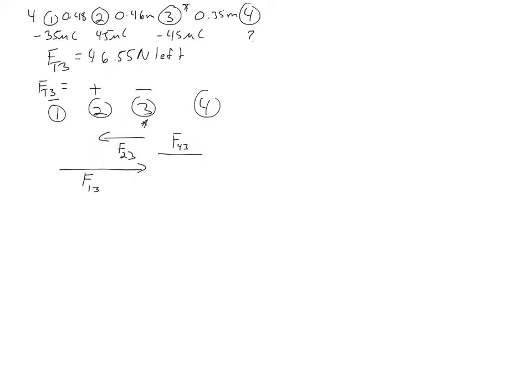Alright, so now we're going to find our overall equation. The total force on 3 equals anything moving to the left, so that's F2 on 3, minus anything moving to the right, F1 on 3, and we're just going to say plus F4 on 3, and then we'll figure that part out later, whether that's going to be plus or minus F4 on 3.